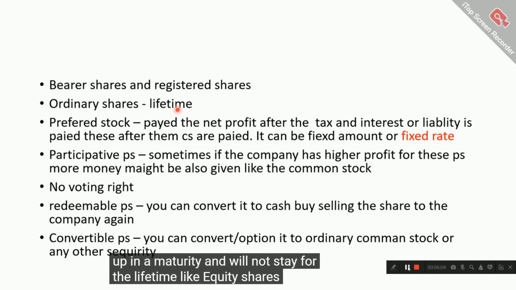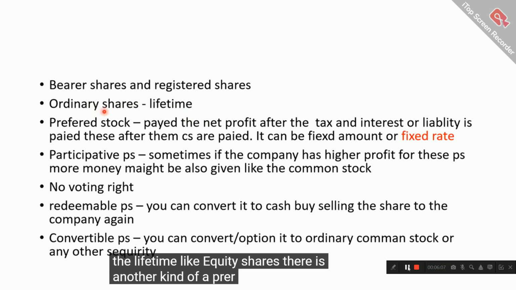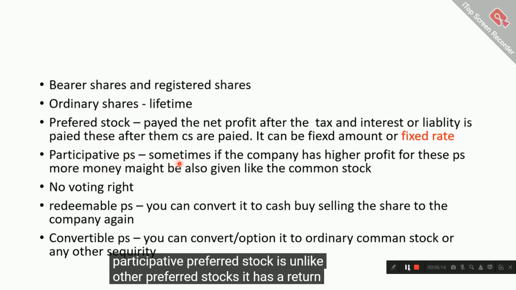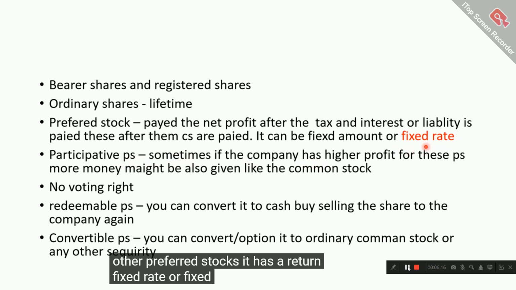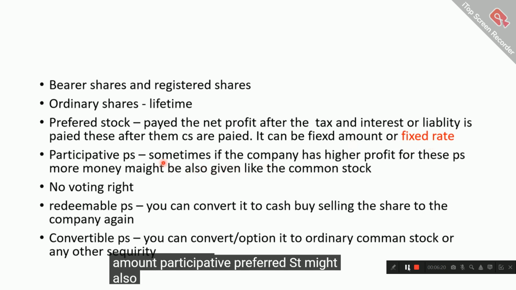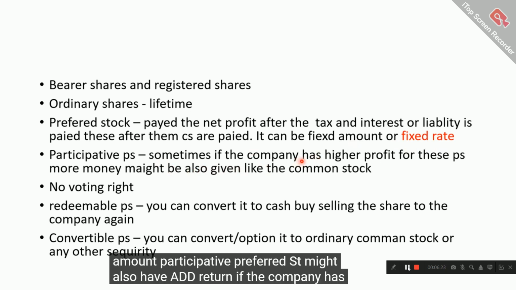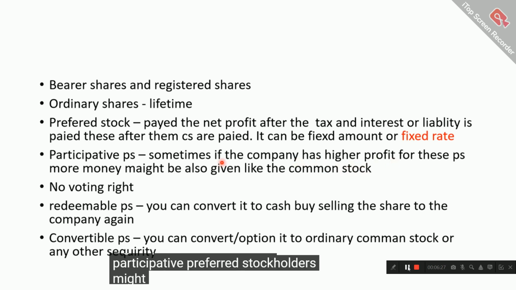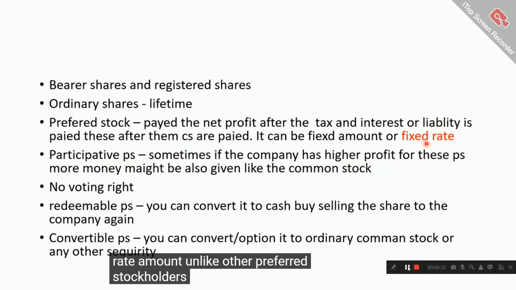There is another kind of preferred stock. Participative preferred stock is unlike other preferred stocks. It has a fixed rate or fixed amount of return. Participative preferred stock might also have a return if the company has higher profit. Sometimes these participative preferred stockholders might get more profit than this fixed rate amount, unlike other preferred stockholders. Thus, most of the time, preferred stockholders will only receive this fixed rate and they don't have voting rights.